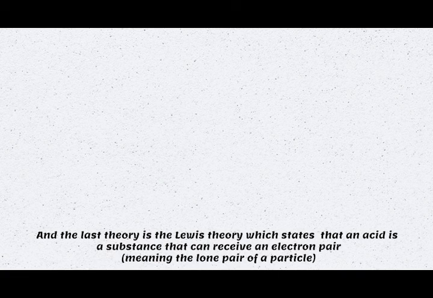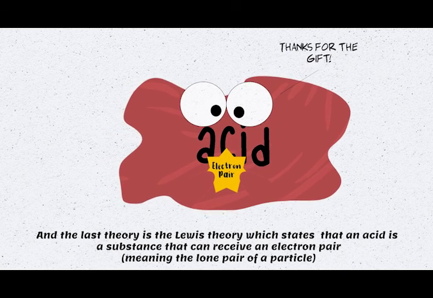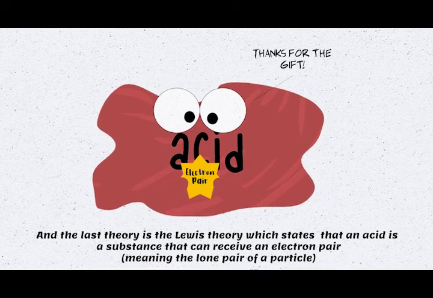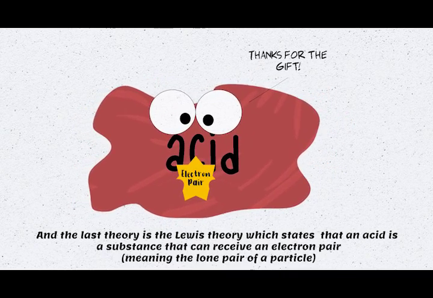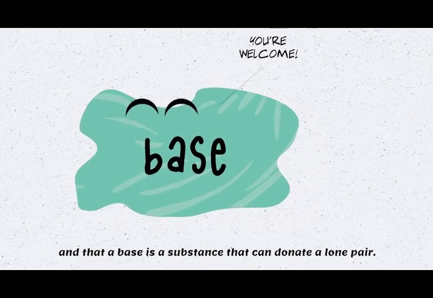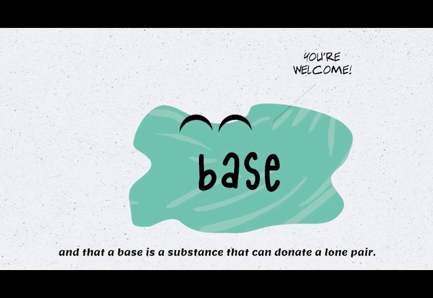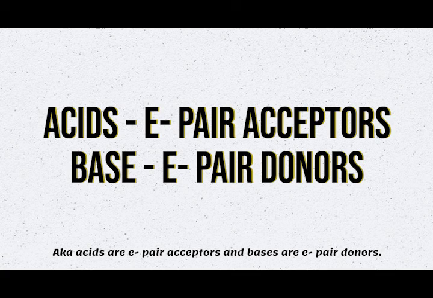And the last theory is the Lewis theory, which states that an acid is a substance that can receive an electron pair, meaning the lone pair of a particle, and that a base is a substance that can donate a lone pair, aka acids are electron pair acceptors and bases are electron pair donors.